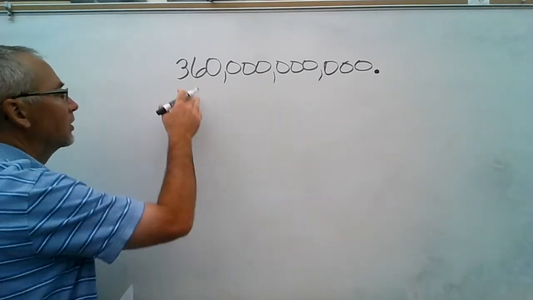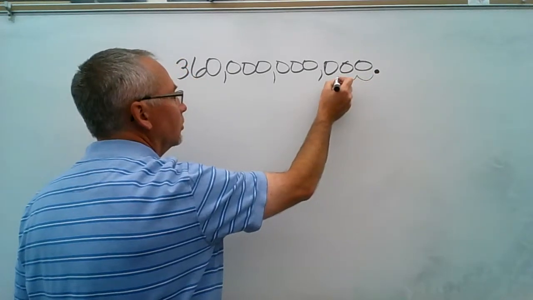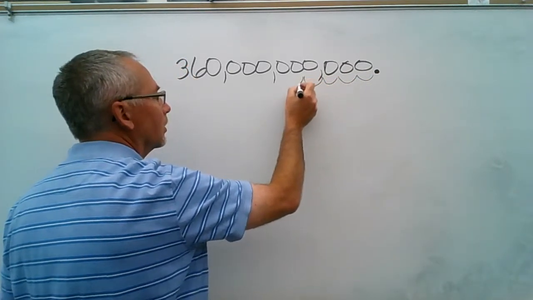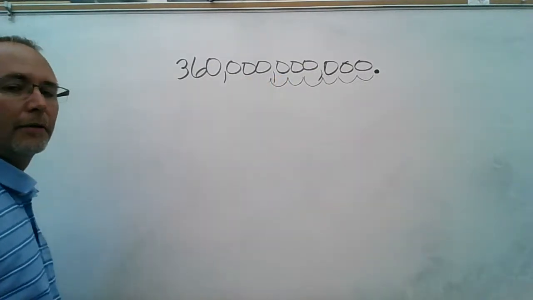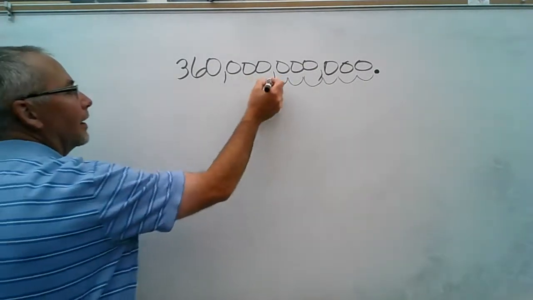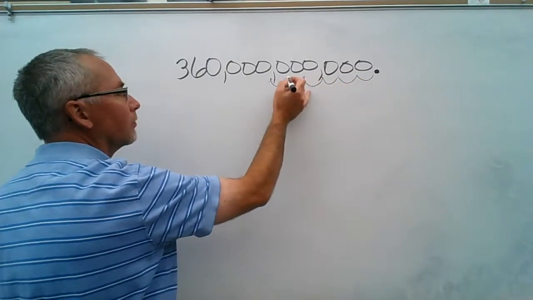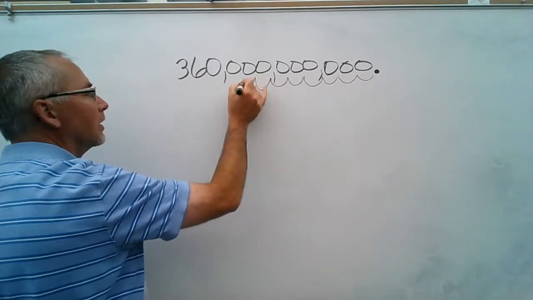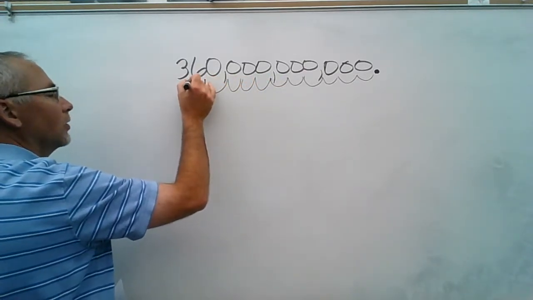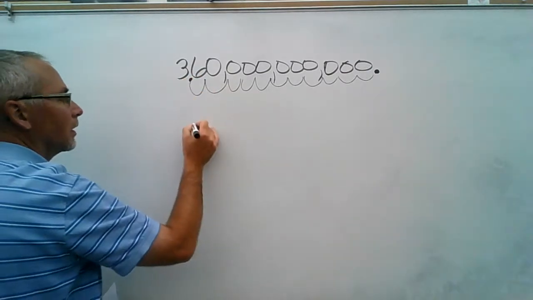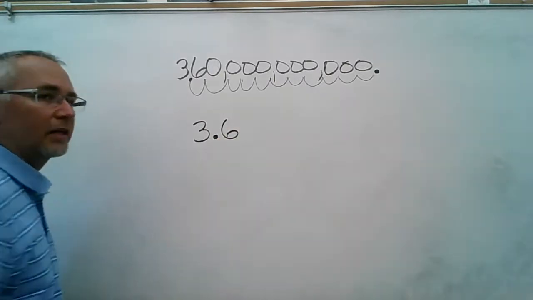If I want to look at this and say, well, scientific notation means I can only have one number to the left of the decimal, that means I need to move this 1, 2, 3, 4, 5, 6, 7, 8, 9, 10, and 11 spots over. That ends up giving me the number 3.6.